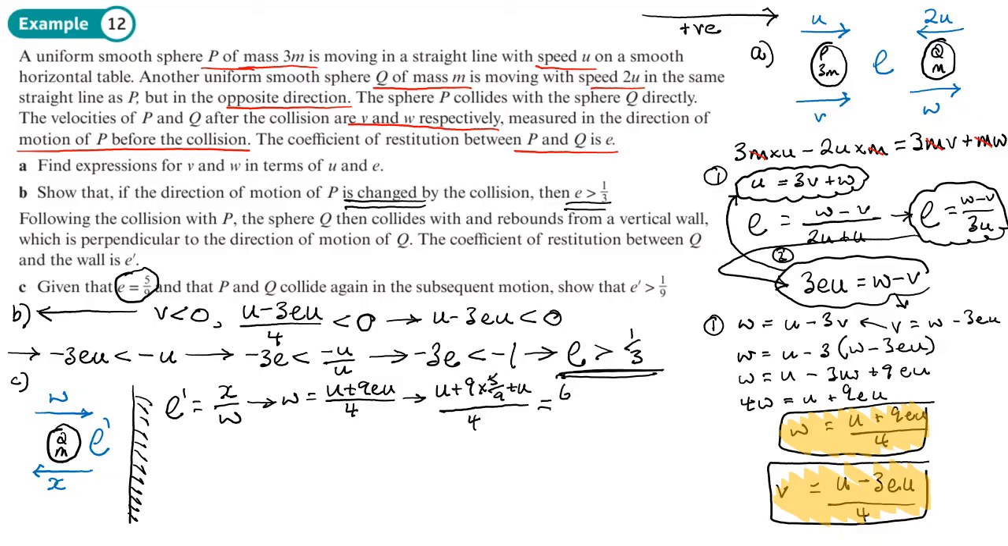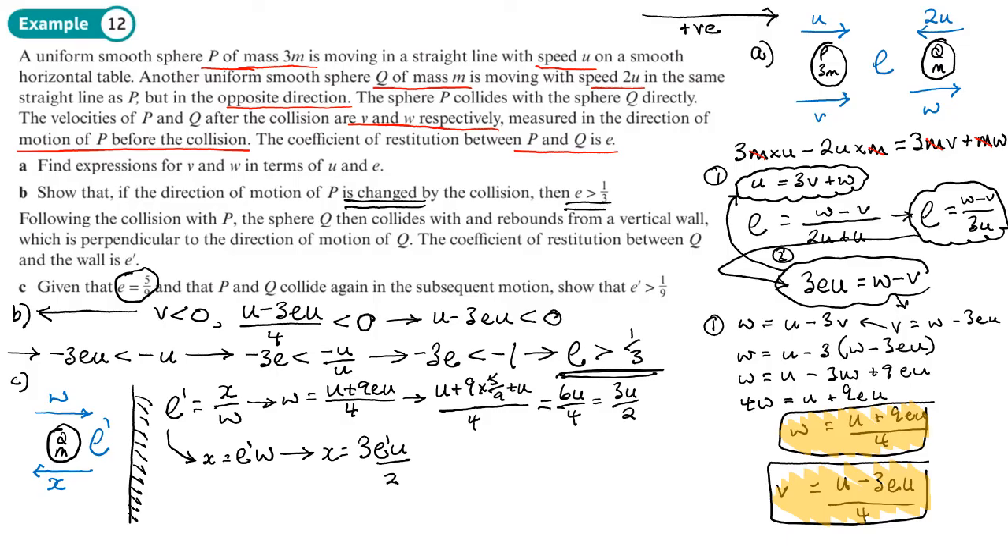That will give you 6U over 4, which we can simplify down to 3U over 2. So this is what W is. So this W can now go into our E dash formula, so we can work out what X is. X is going to be E dash times by W. So that's going to be X equals 3 E dash U over 2.